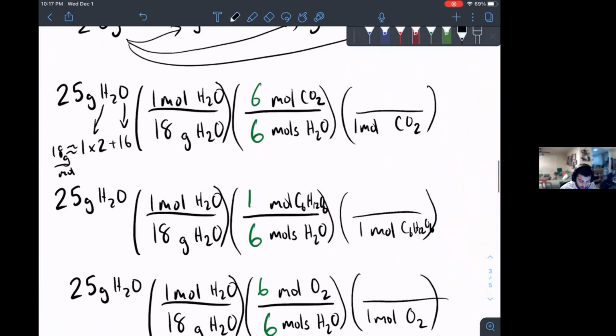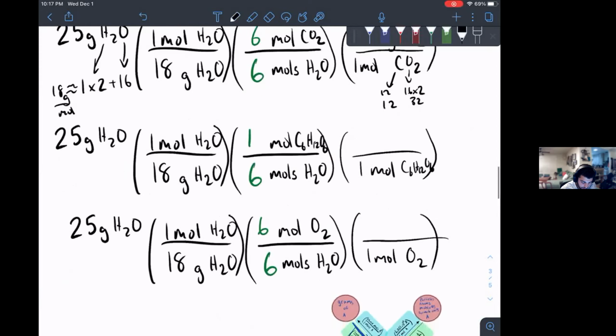And then finally on the top, we're going to have our atomic masses. So carbon's about 12, oxygen is 16, but we have 2. So that's going to be 32 plus 12. So this is going to be about 44 grams of CO2. That's our atomic mass of carbon dioxide.